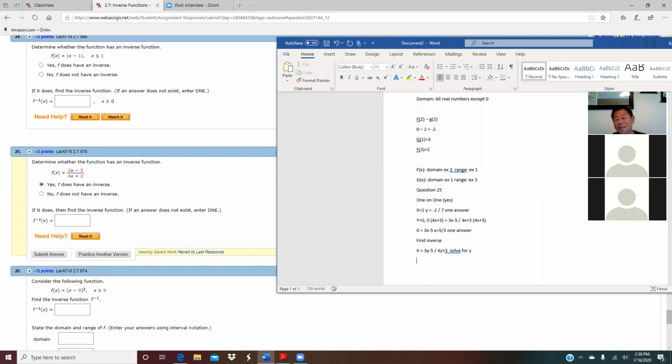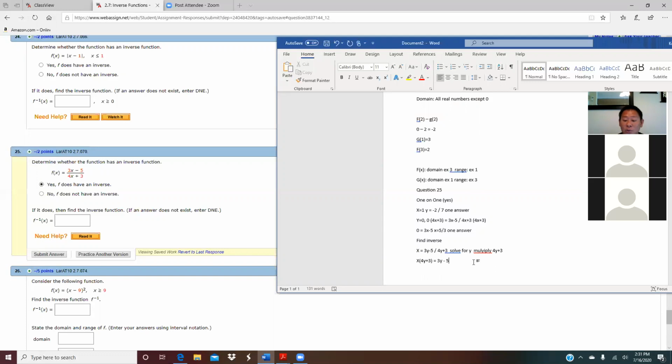Now this is the difficult part, so please pay attention here. How do we solve for y? We multiply 4y plus 3 on both sides. In this case, you will get x times 4y plus 3 equals 3y minus 5. And this 4y plus 3 is gone because it has been multiplied.